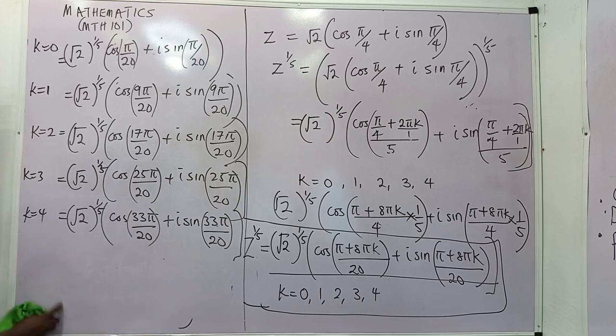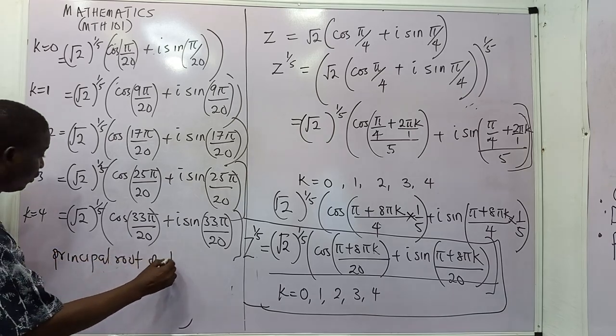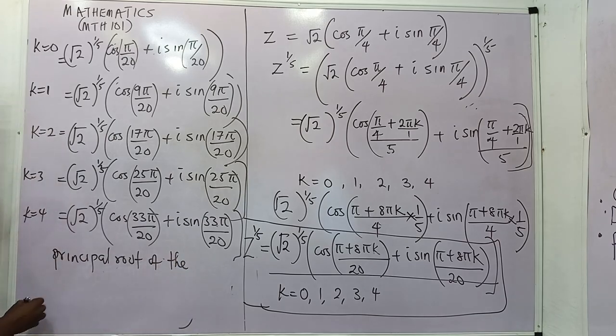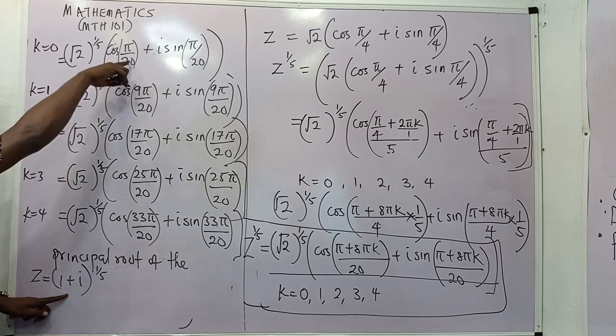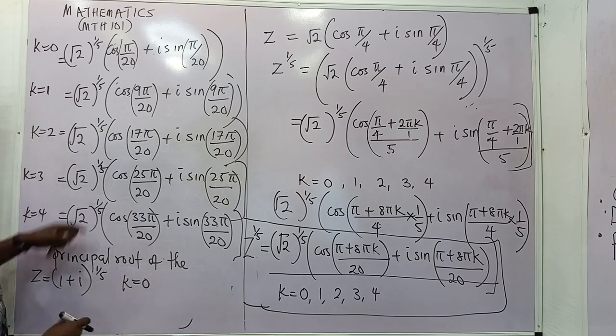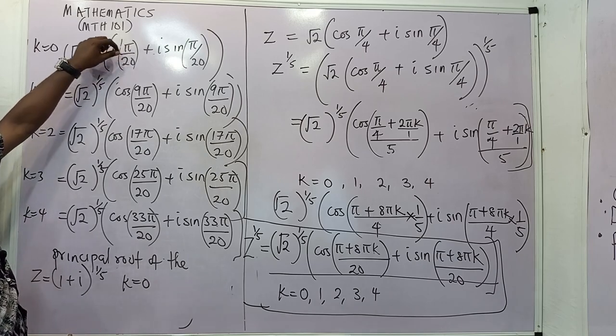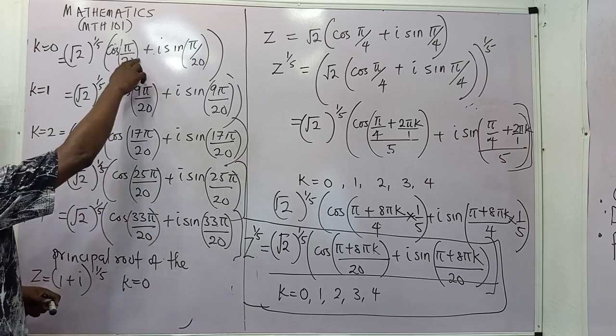Now, if in the exam they ask you which of the answers is the principal root of the value that we solved, 1 plus i all raised to 1 over 5, the principal root will be this one, when k is equal to 0. That will give us the principal root, which is 180 divided by 20.